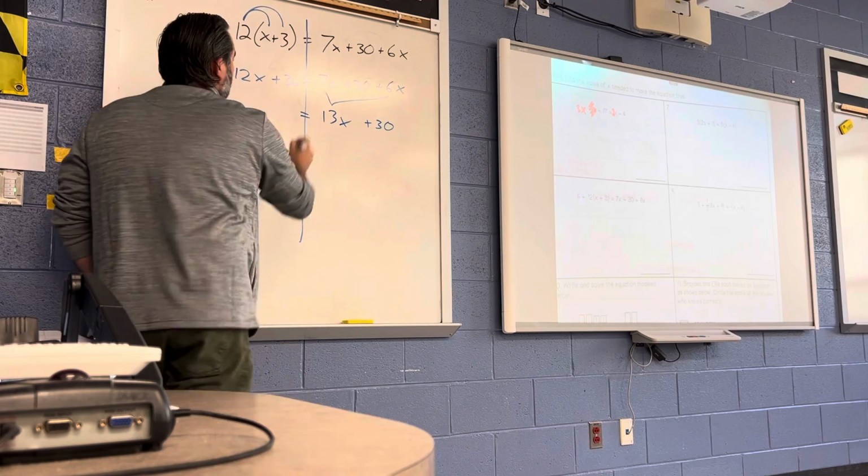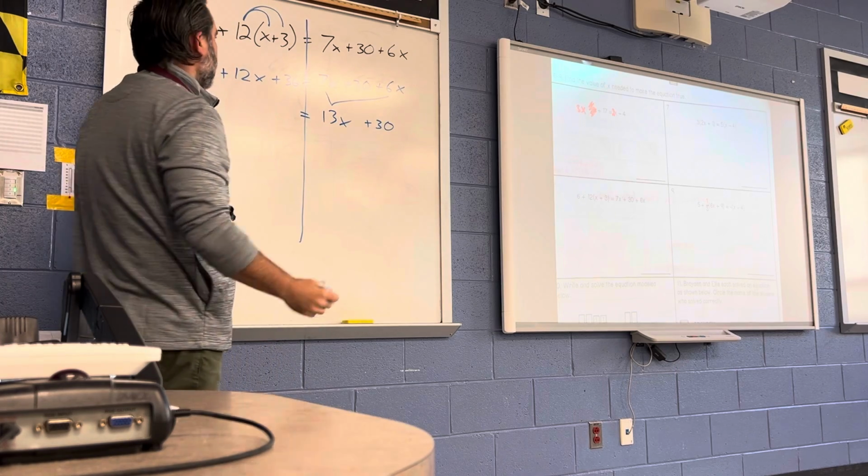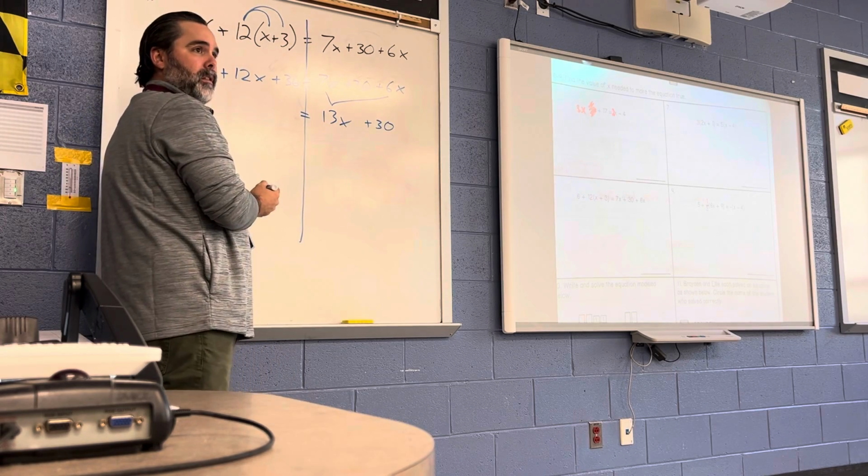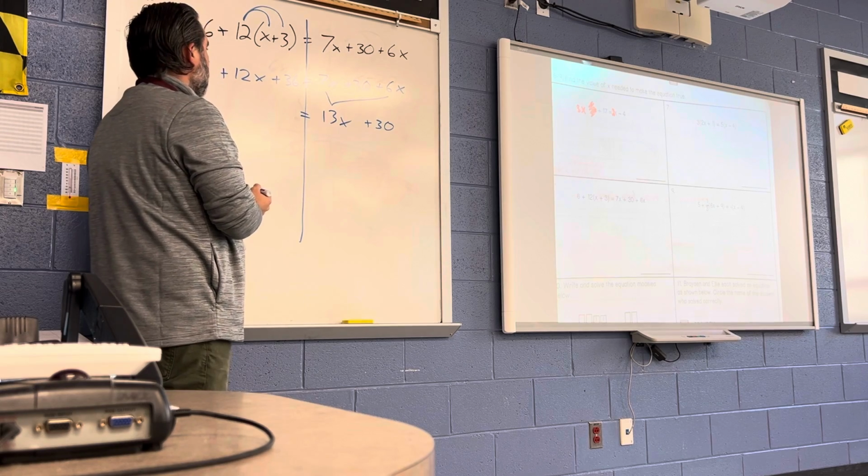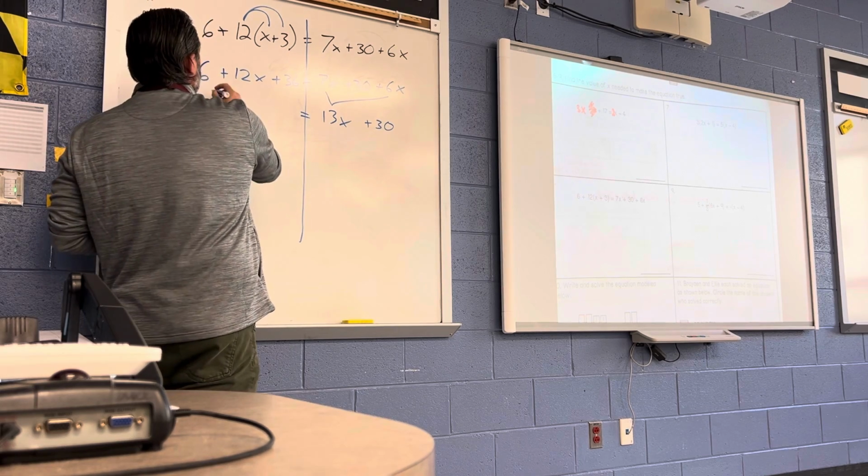Okay. Can anything on this side be condensed? Do we have like terms here? What are the like terms? 36 and 6. These are my constants.